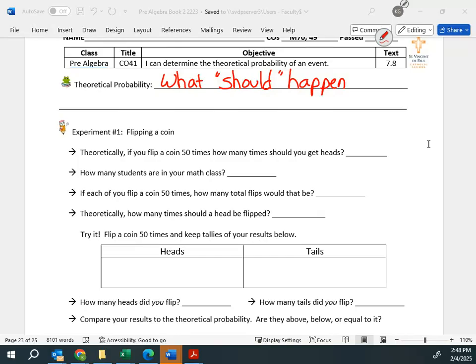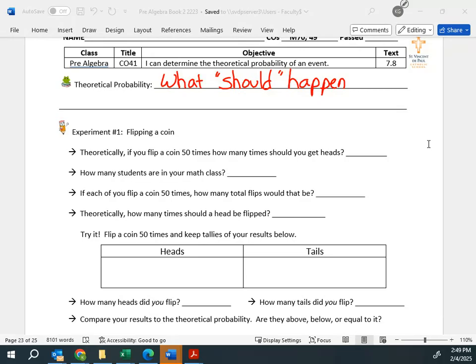So in order to do today's assignment, we get to actually follow through on some stuff. We are going to look at what would theoretically happen, and then we're going to do an experiment for us to use for tomorrow's objective, which would be experimental probability. So we're going to talk about theoretical probability today, what that means, and then we're going to do some experiments to help set us up for tomorrow's objective about experimental probability. So first thing we have to do is we have to go through all of the learning about theoretical probability.